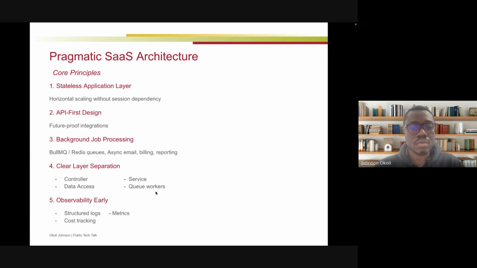to cover all this: the worker, the data access, the controller and the service too. Then observability early. You also want to keep track of your metrics and your cost tracking. You also have log systems so that you can easily debug issues. So even before your customers actually report issues to you, you can see those issues from your logs and take care of them in due time, so as to give your customers a better experience and journey.